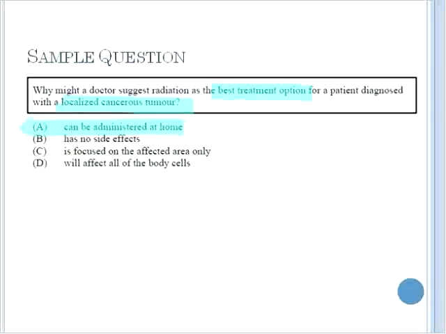Because cancer therapies involve and affect normal cells, they will have side effects, and they will affect all body cells. The correct answer in this case is C. It's focused on the affected area only. Radiation is a localized treatment.